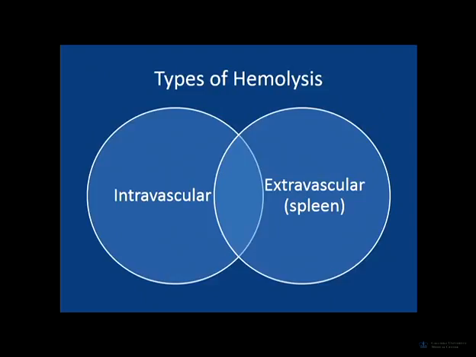Sometimes hemolysis is just one, sometimes it's just another, but it's often a Venn diagram where you see both coexisting and it's a majority of one versus another. And as I go through the different forms of anemia, you can ask, is this intravascular or extravascular?